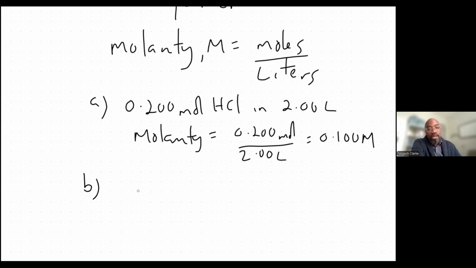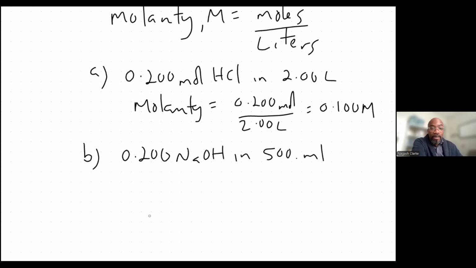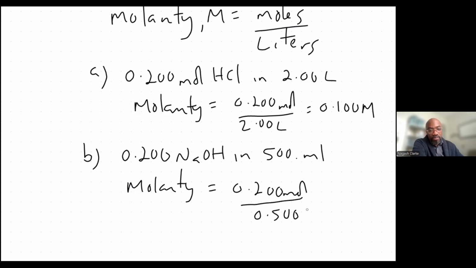Let's look at B. What if I had 0.200 moles NaOH in 500 milliliters of solution? In this case, we have to convert milliliters to liters. So the molarity is equal to 0.200 moles over 0.500 liters, which is 0.400 M solution.